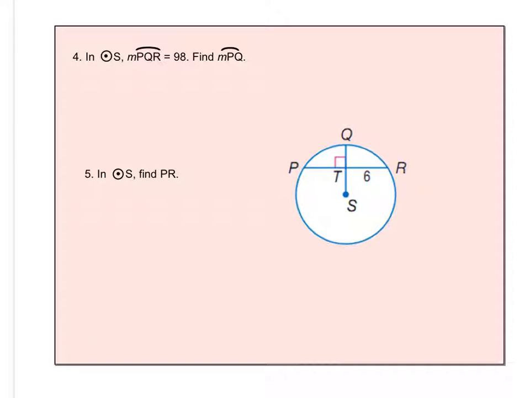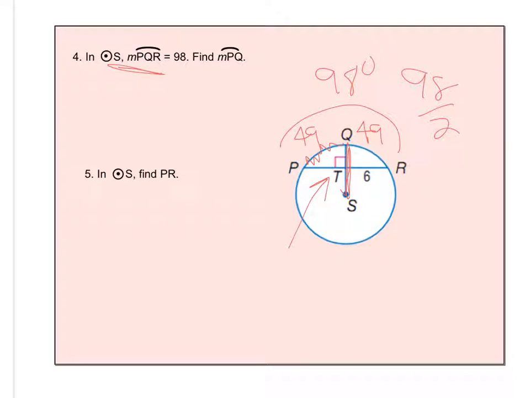All right? So taking a look. In circle S, arc PQR, this arc up here is 98 degrees. Figure out PQ. Well, this radius is perpendicular. Perpendicular. That means it bisects, so it cuts in half. So that's just 98 divided by 2. That makes this 49. That makes that 49.